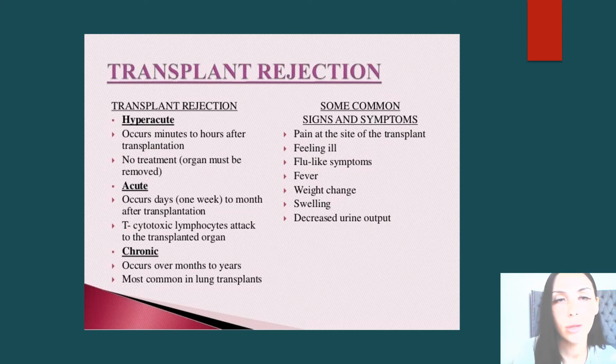Transplant rejection. So here we have three types of transplant rejection. We have the hyperacute, we have the acute, and we have chronic. On the right, there are some common signs and symptoms of transplant rejection also.